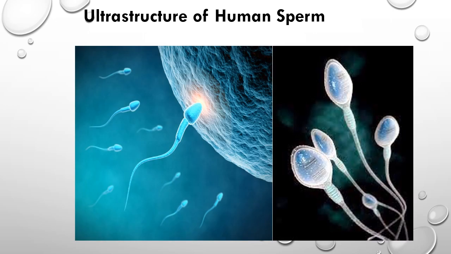In this ultrastructure of human sperm, you can see that the sperm is penetrating the egg envelope or the egg membrane. The sperm can penetrate the egg by the production of some enzymes in the acrosome, and sperm penetration is the most important step of fertilization, which you will be studying later. This is the ultrastructure of human sperm.